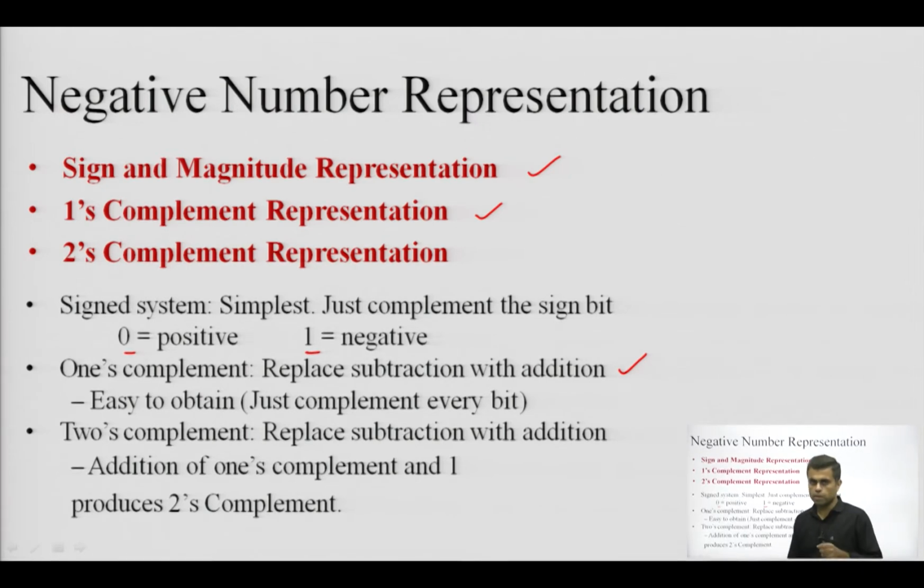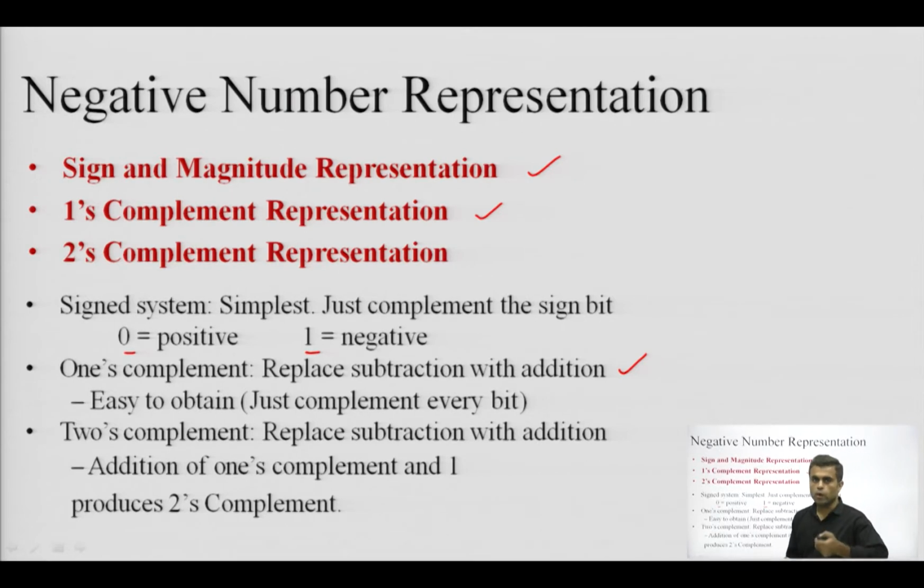So, direct subtraction is a bit difficult. When we come to direct subtraction, we will see that it is slightly difficult. So, that can be replaced by this one's complement method, because it replaces subtraction with addition. And one's complement is very easy to obtain. It can easily be obtained by just complementing the number.